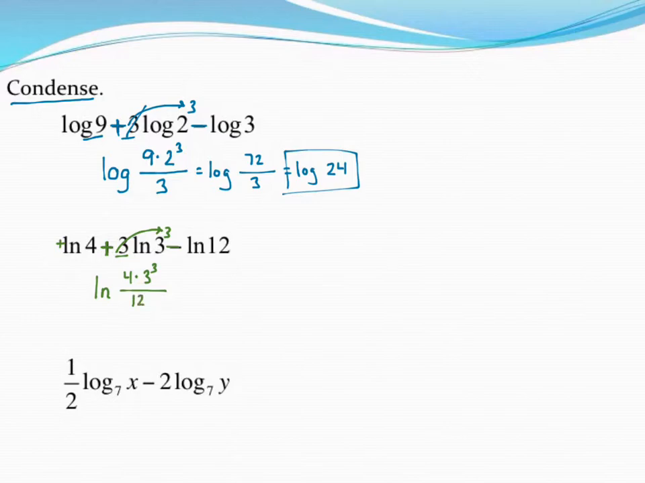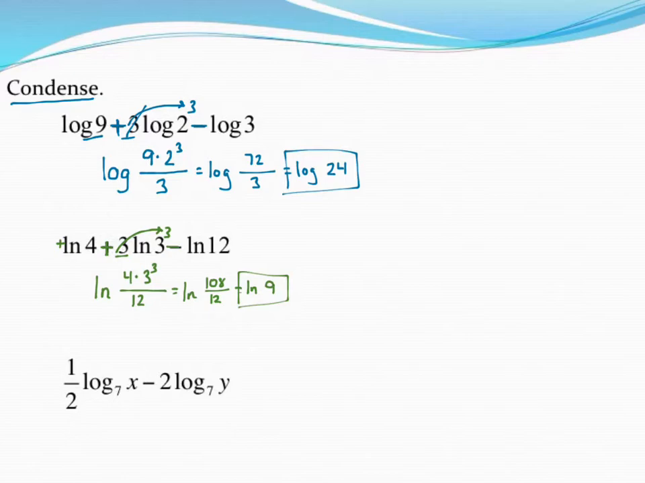Okay? From there I do my normal simplifying like I'd always do. So exponents first, 3 to the third is 27, and 4 times 27 is 108. 108 divided by 12 gets me 9. Remember, though, the answer is not 9. It's the natural log of 9. Okay, and one more example to take a look at in this video.